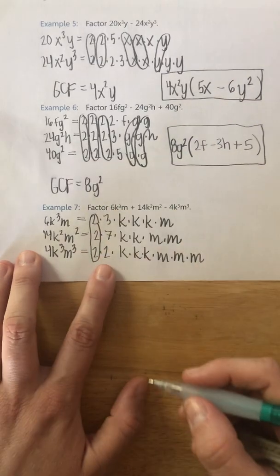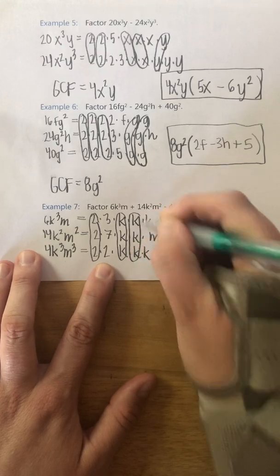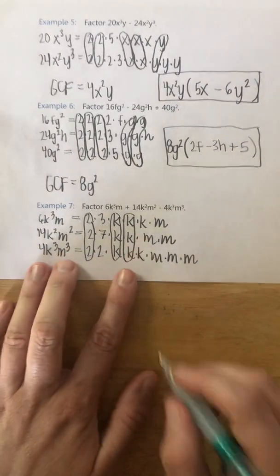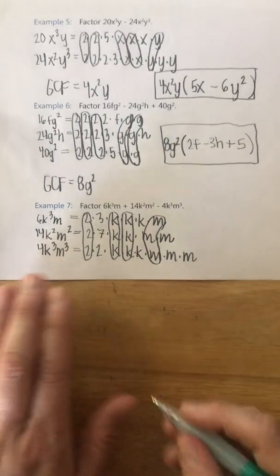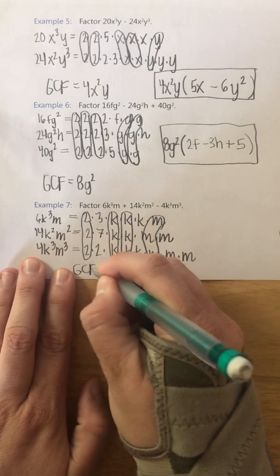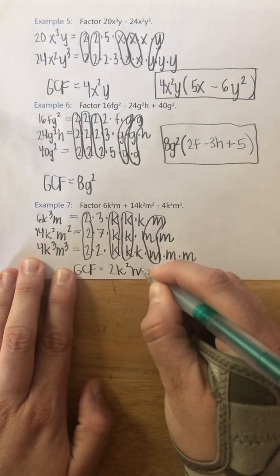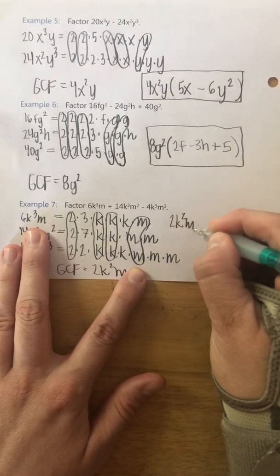We have a group of 2's, a group of k's, another group of k's, not enough to make a third group because the middle one no longer has k's. Then we have a group of m's, and then that's it. So our GCF here is 2k squared m. All right, so 2k squared m.